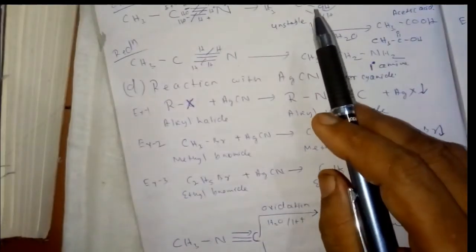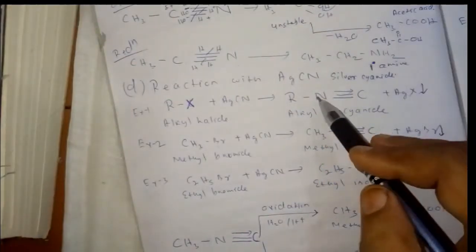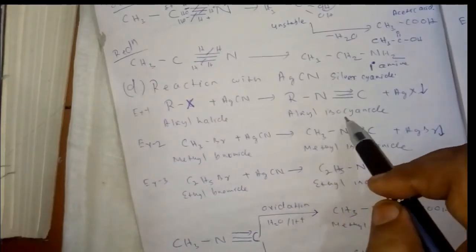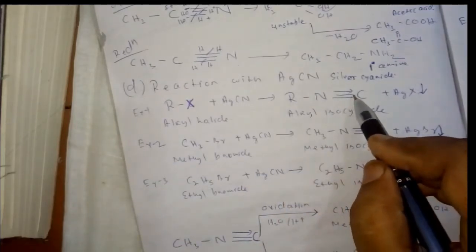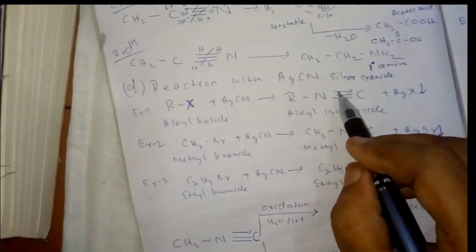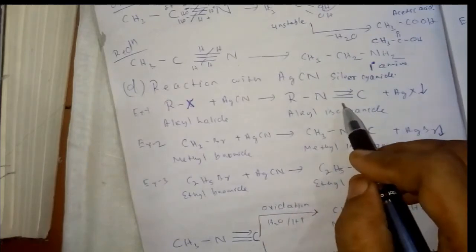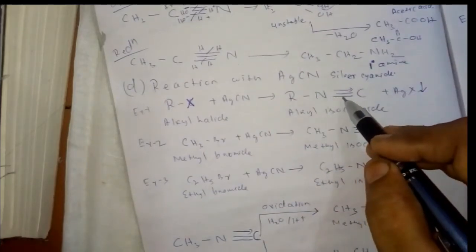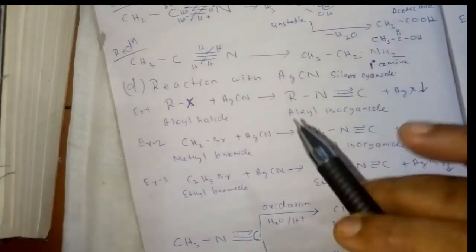CN is termed cyanide. NC is termed isocyanide. In alkyl isocyanide, this is a sigma bond, this is a pi bond, and this is a coordinate bond. As it has a coordinate bond, it is more reactive than cyanides.